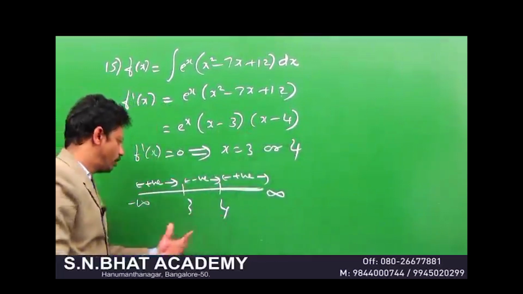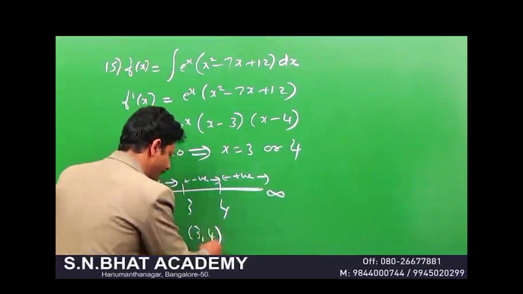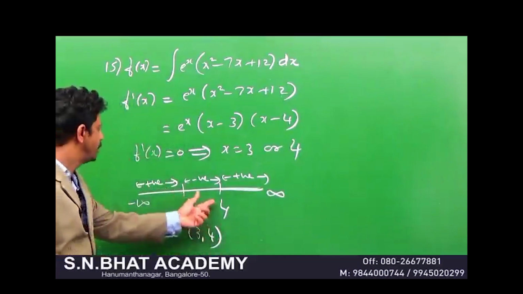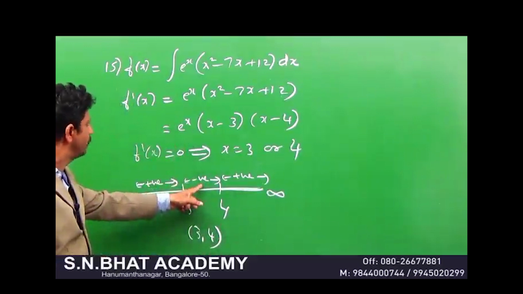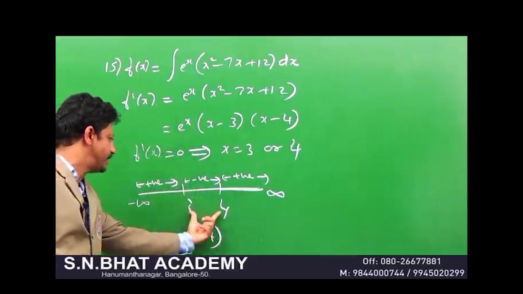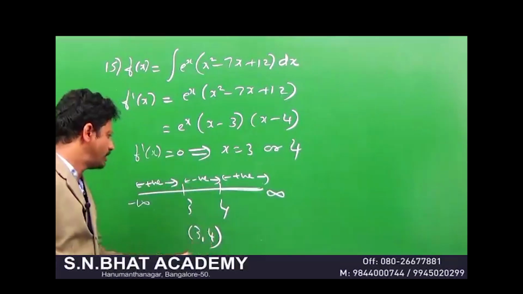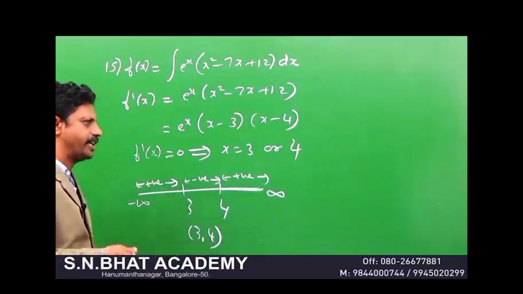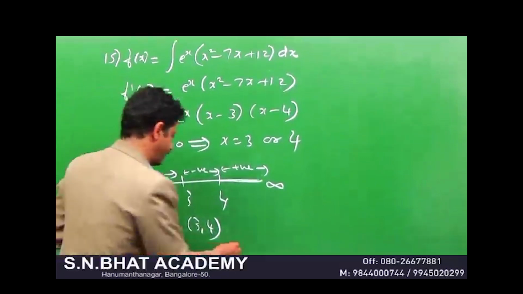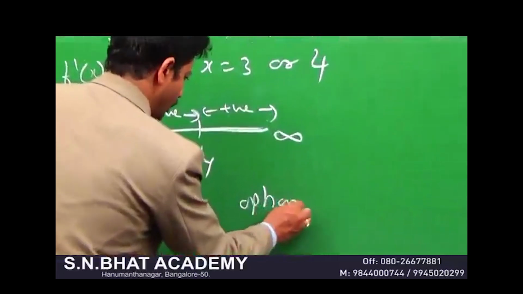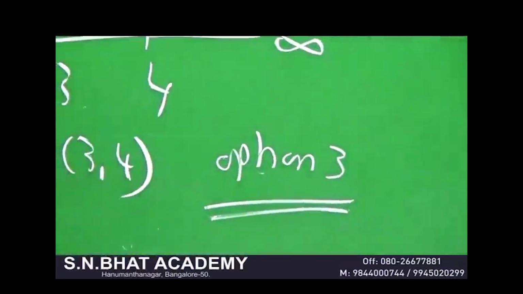Now 3, 4 is the required interval, because in this interval the derivative is less than 0, that is negative. Therefore f of x is strictly decreasing in this interval. Therefore 3, 4 is the interval where f of x is strictly decreasing, and it is option number 3. So option 3 is the correct answer.